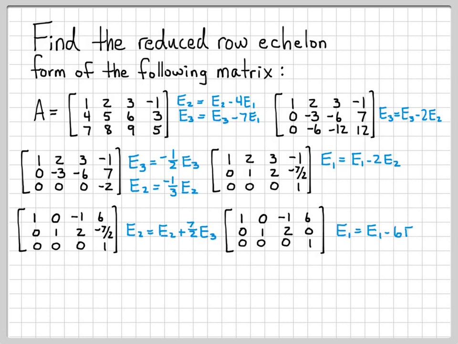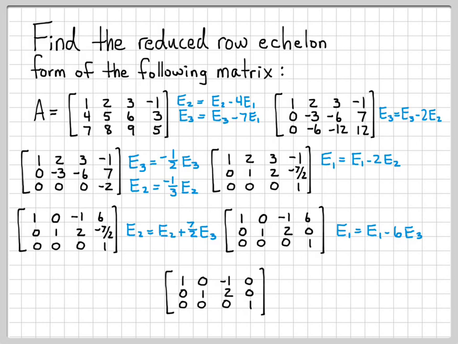I can keep going. If I let E1 equal E1 minus 6 times E3, we can get rid of this right here, and then we'll end up with this final matrix after we do the computations that looks like this. And this is in fact the reduced row echelon form of the matrix.